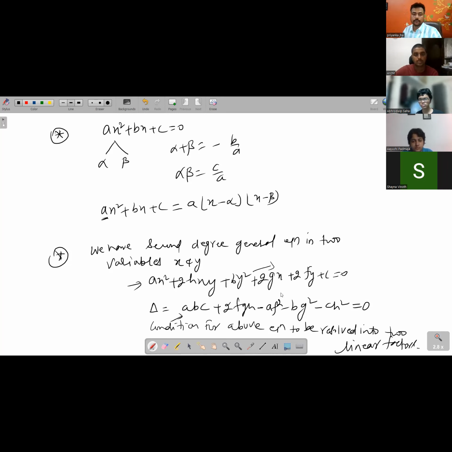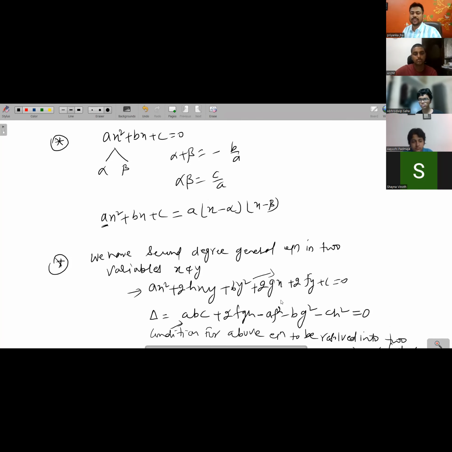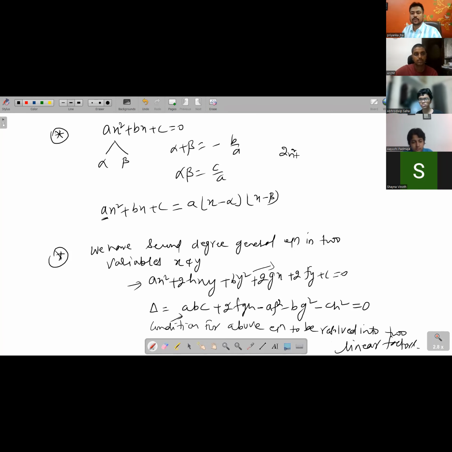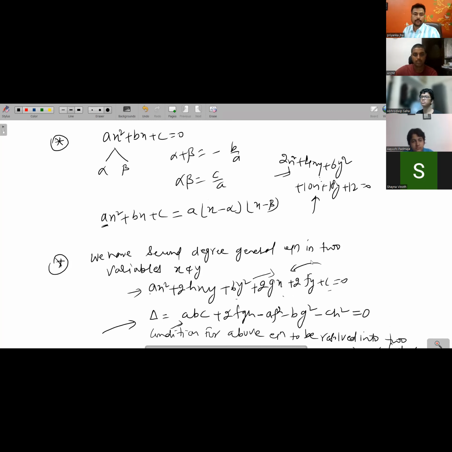Note it down. So what is F and G? These are the coefficients. It will be like 2x squared plus 4xy plus 6y squared plus 10x plus 18y plus 12, something like that. So when we are given this equation, first we have to compare it to the general equation and find A, B, G, F, C, H, everything, and then put them in this expression. And if this comes out to be 0, then we can say that this equation can be resolved into two linear factors, else not. Okay. We'll have questions, don't worry.